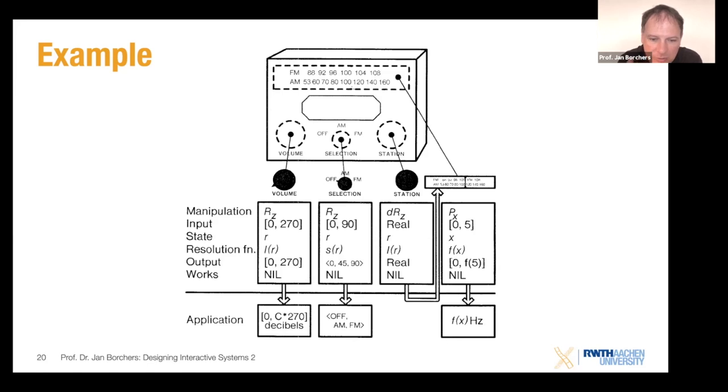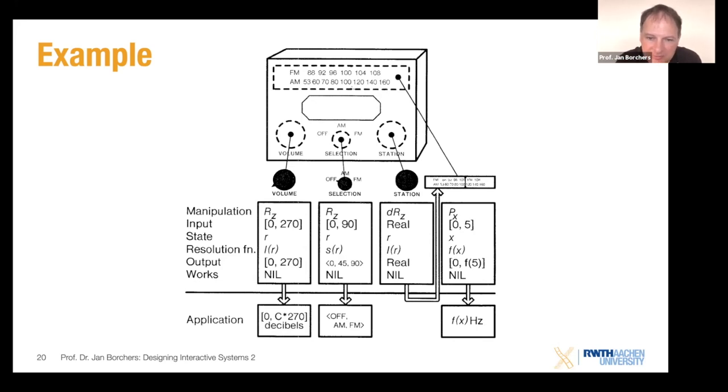Again, there are no work properties. And these three positions at 0, 45, and 90 degrees get then translated later by the application, the electronics in the radio, to three different states of the radio, being off or being in AM mode or FM mode.